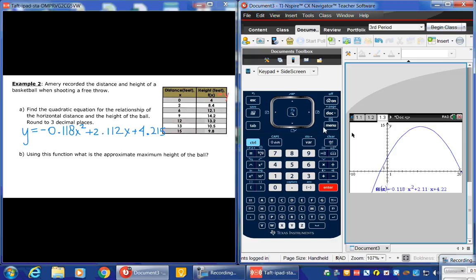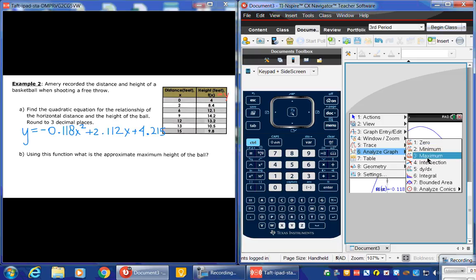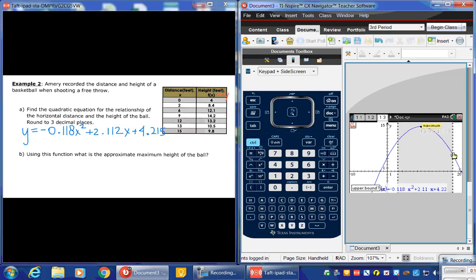So to find my maximum, remember we can analyze, so Menu, Analyze Graph. And my maximum, because it's at the top, we have a maximum point here at 8.95 and 13.7. So 8.95 is the horizontal distance. 13.7 is about the highest that basketball will be. So we have 13.7 feet.